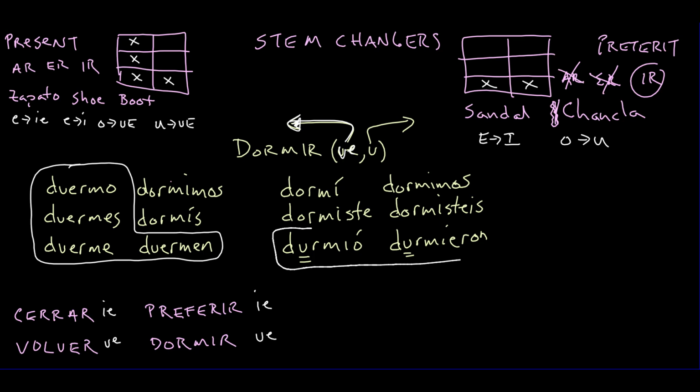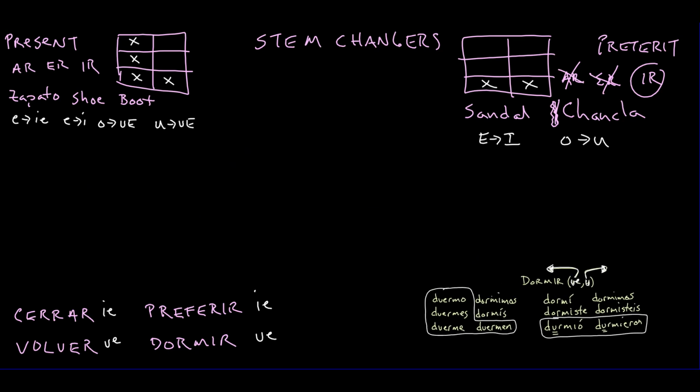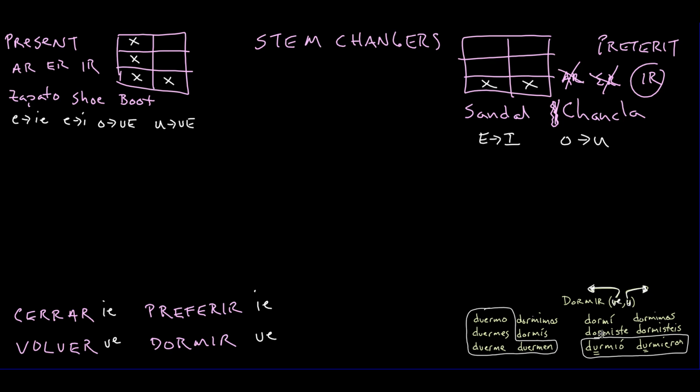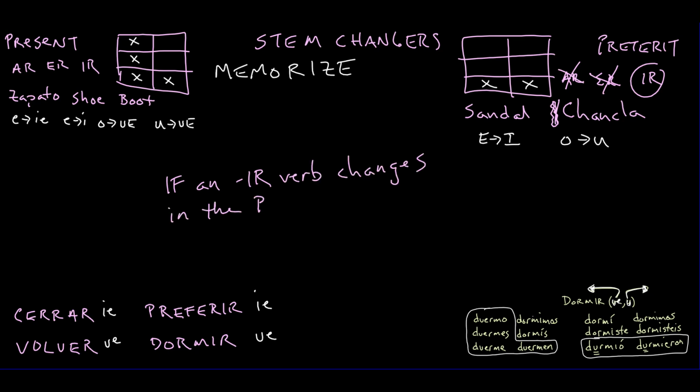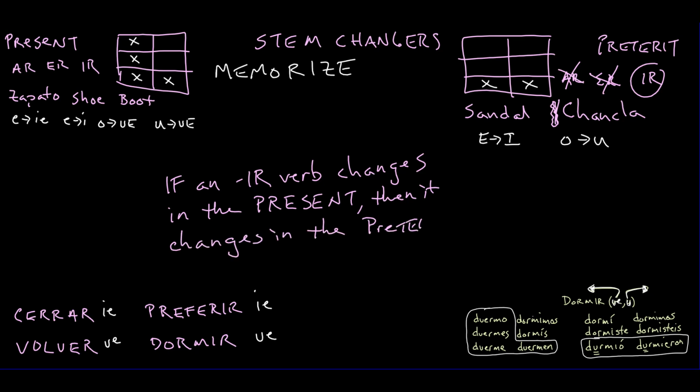How did I know that dormir was a stem changer? Well, in the present, I just have to memorize a list. Go out there and look for the most common zapato verbs. How did I know about the preterite? Well, the preterite is a little easier because we only have them in IR verbs. Do I have to look up a list of IR verbs? No, because if you have an IR verb that's a stem changer in the present, it will also be a stem changer in the preterite. Now it changes in different boxes and with different vowels, but you don't need to memorize the preterite, you just memorize the present.